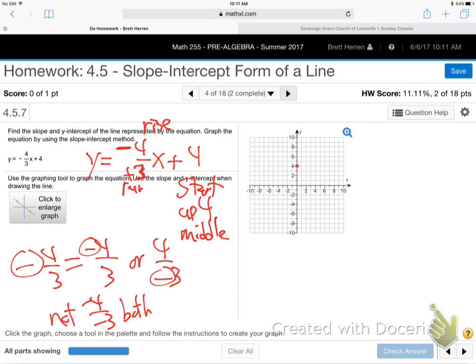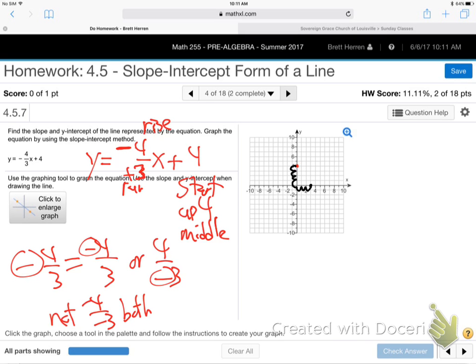So the negative's not on the bottom now, right? So the bottom is positive, isn't it? That's the easiest way to deal with it usually. So go down 4 then. 1, 2, 3, 4, because it's -4. And then right. That way I'm just always moving to the right. Does that make sense there?